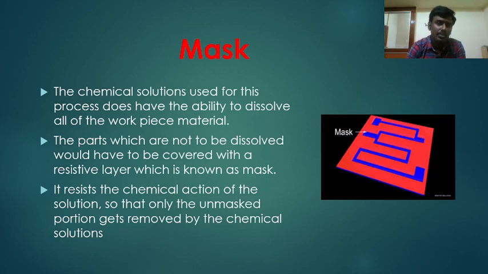So before going into the working procedure, we need to be familiar with two terms: mask and etching. First, the mask. You may wonder how it is possible, if the workpiece is immersed in that solution, that the whole workpiece will not dissolve into it. So how can we resist that? That is why the term mask is introduced. This is a photoresistive layer applied on the workpiece, which is highly resistant to the etchant solution.